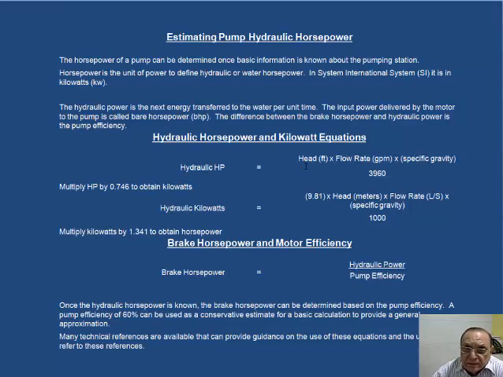Head in feet, it is the flow. Static head, flow requirement is GPM. And the specific gravity generally we are taking for the water is 1, divided by 3960, is the total energy required to meet the demand. But this is actually not sufficient because there will be the reduction in the pressure or reduction in the energy requirement because of the efficiency of the motor and the efficiency of the pump.